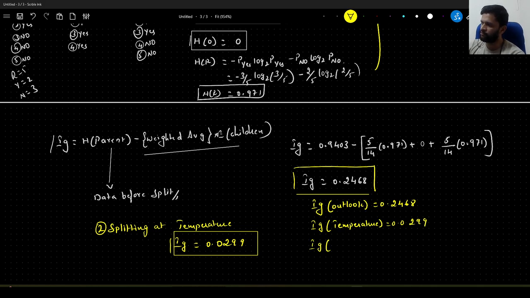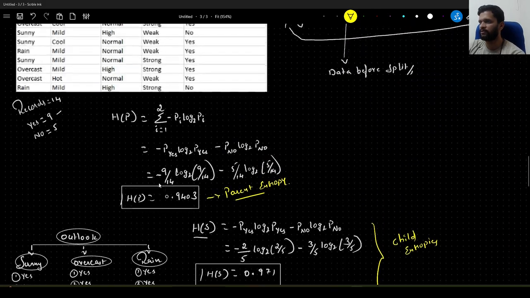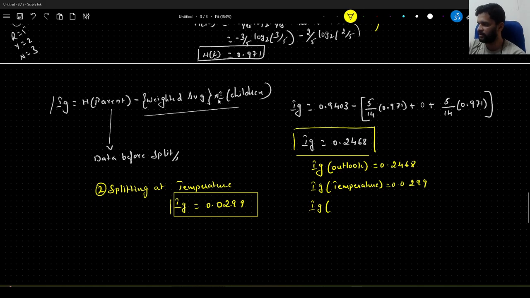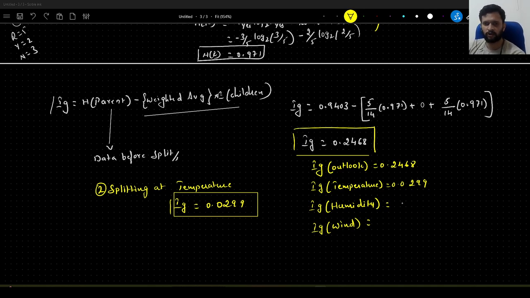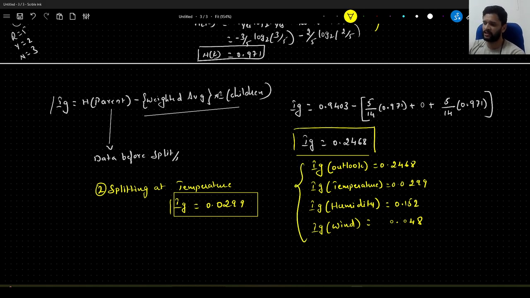0.0299. Similarly, we will calculate the information gain for the other features, which are humidity and wind, right? So, information gain for the split at humidity and information gain for the split at wind. Let me just write these values. I have them computed here. So, for humidity, it is 0.152. For wind, it will be 0.048.